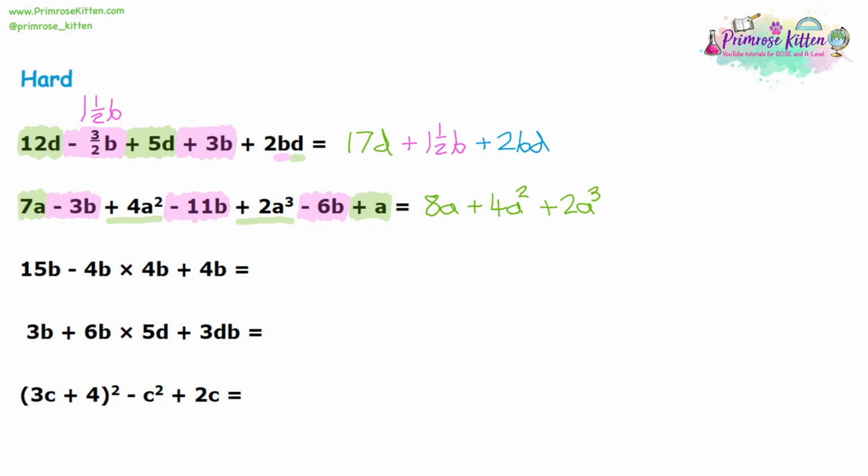So if you owe 14, then you owe another 6, you'll be owing them 20 bananas. So you'd write negative 20b.